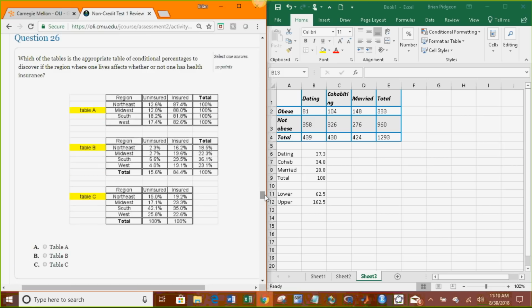Okay. Which of the tables is the appropriate table of conditional percentages to discover if the region where one lives affects whether or not one has health insurance? Oh, okay. Cool. So what we're looking at is which of the tables is the appropriate table of conditional percentages to discover if the region where one lives affects whether or not one has health insurance. Okay.